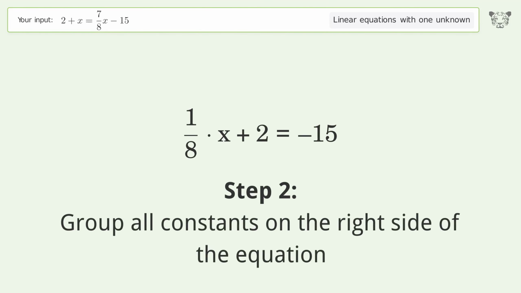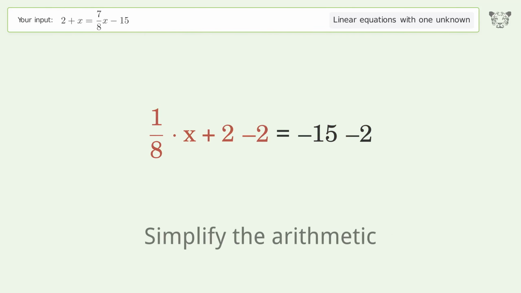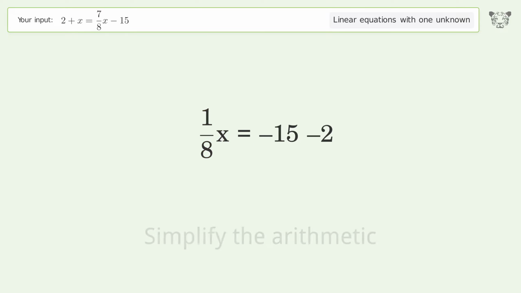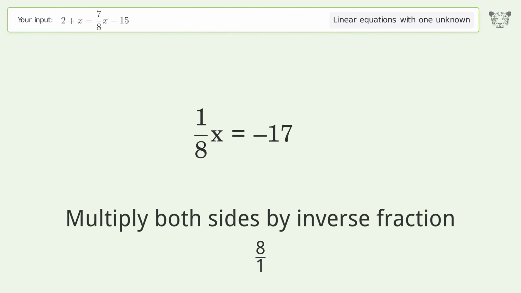Group all constants on the right side of the equation. Subtract 2 from both sides. Simplify the arithmetic. Isolate the x. Multiply both sides by inverse fraction 8 over 1.